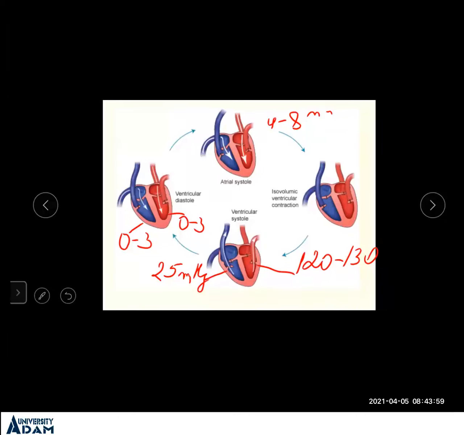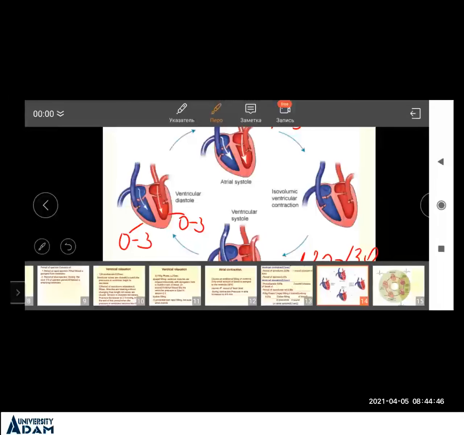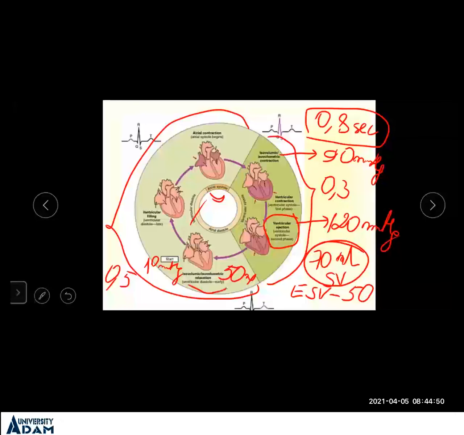How do these valves open and close? Ma'am, when the left ventricle relaxes, the aortic valve closes. And for the pulmonary, when they relax, in the aorta and in the pulmonary artery, pressure becomes higher than in ventricles. So it happens during the first period of relaxation, which we call isovolumic relaxation. So in isovolumic relaxation and contraction, all valves are closed. Don't forget about this.